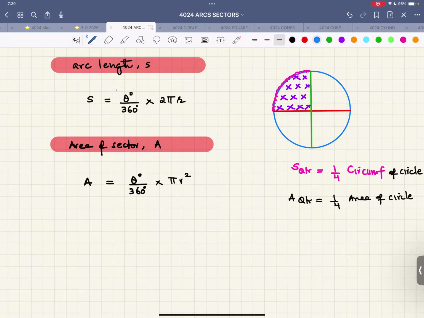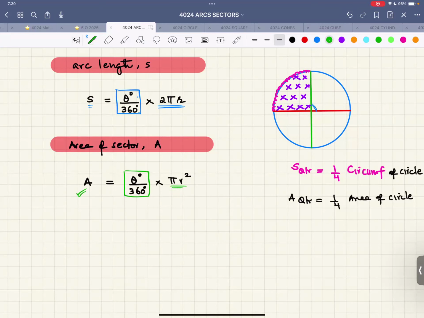So this ratio of theta to 360 degrees, the angle theta to 360 degrees, into the circumference formula, that will give you arc length. So arc length is the ratio of theta to 360 times 2 pi r. Similarly, theta to 360 times the area of a circle will give me the area of the sector.